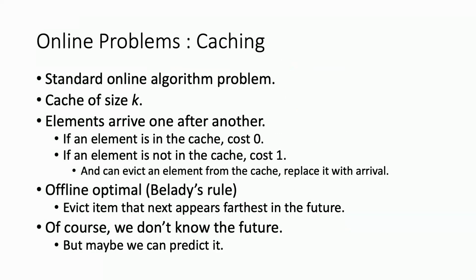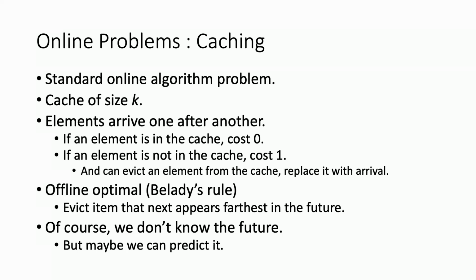Another online problem example is caching. Caching is one of the initial important standard online algorithms, one of the first ones I remember learning about in grad school. The simple theoretical model is all items have size 1. You have a cache of size k. Elements arrive one after another. If it's in the cache, you pay 0 for getting that element, and if it's not in the cache, you have to pay 1. Your goal, of course, is to pay as little as possible.